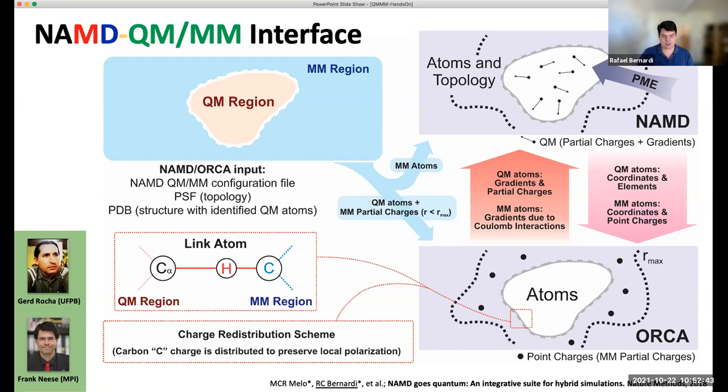You're basically doing a Born-Oppenheimer kind of dynamics. So you assume that the nuclei are moving independently of the electron cloud, okay? That's how you do it. We did that together with collaborators, of course, in the quantum part.